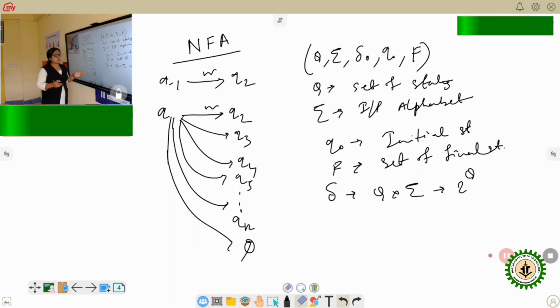Okay. So suppose I consider a game where, based on your move, some output will be decided. So suppose if I move, then this will be my output. But in case of NFA, based on some move, a number of outputs will be decided. So there you might win or you might lose. So now we will see one example of NFA.